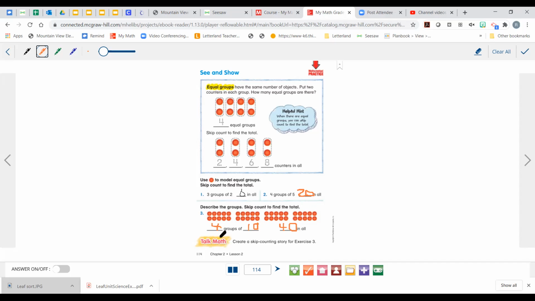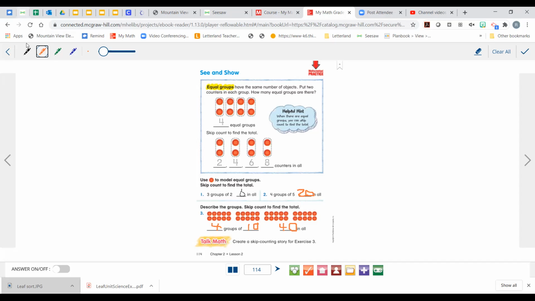So let's look at Talk Math. Create a skip counting story for exercise 3. This is exercise 3. So it's just making up a story. So I could say, let's see, we've been looking for leaves. So let's say I've got piles of leaves where I went on a scavenger hunt and I put them in groups of 10. And when I did that, I had 4 groups. How many leaves do I have? And it would be 40 leaves.